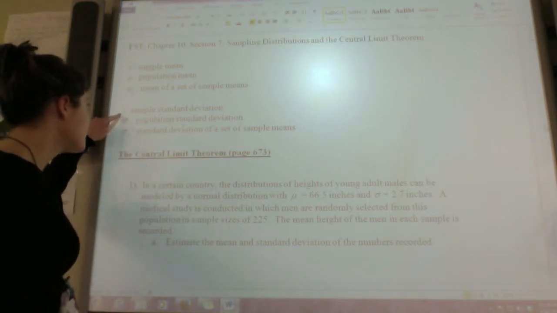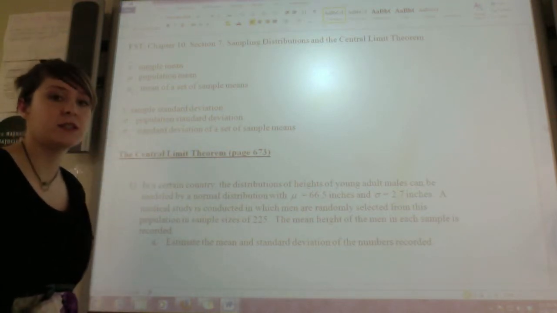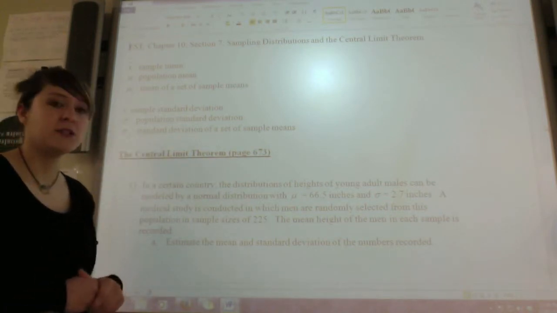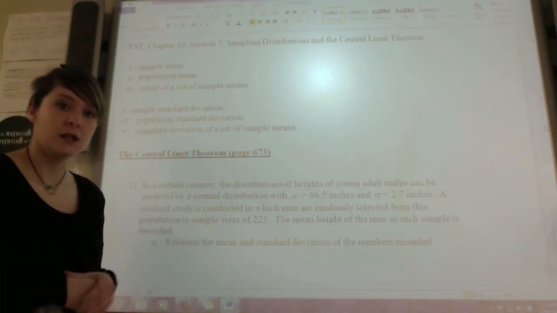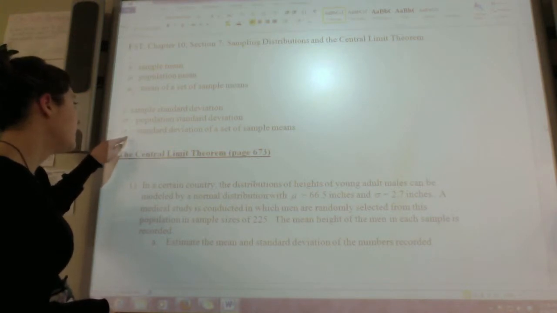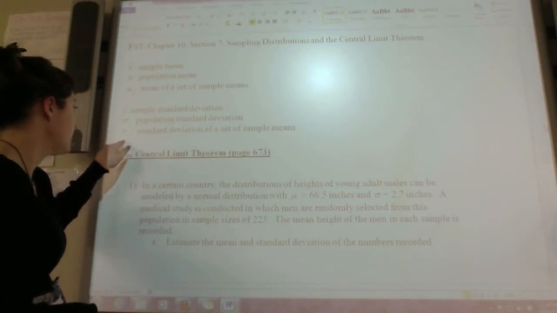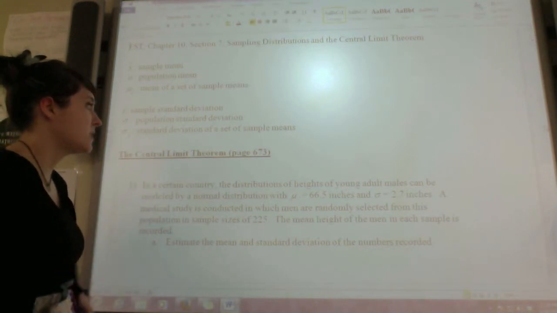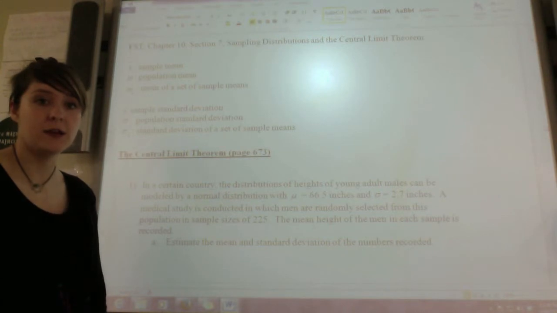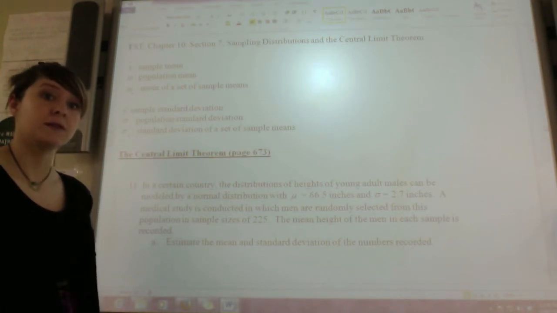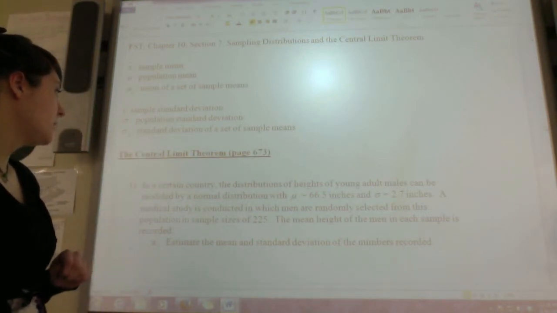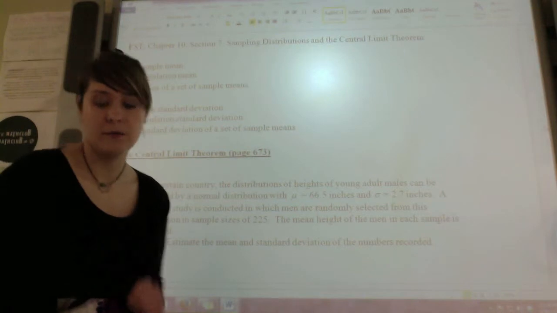Okay, we also have S, that's your sample standard deviation. So that's the standard deviation from a specific sample. We've got sigma, which is your population standard deviation, so your overall standard deviation. And then we've got sigma sub X bar. That's your standard deviation of a set of sample means. So that, again, was that last thing that we calculated in the activity. That was, according to your sample means, what was our standard deviation. So this leads us to the central limit theorem, which is on page 673 of your book.